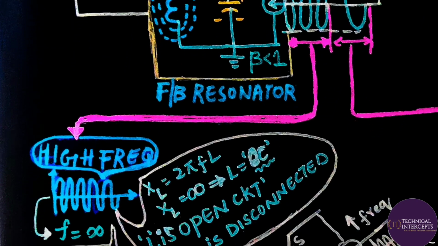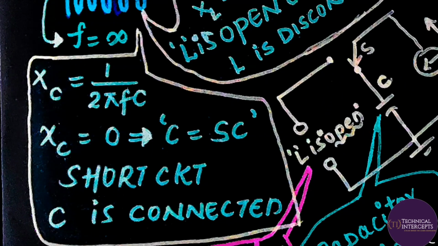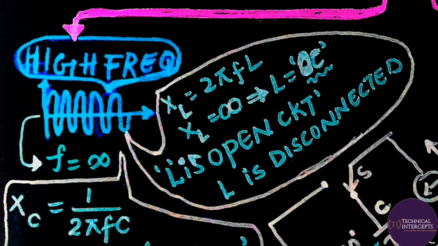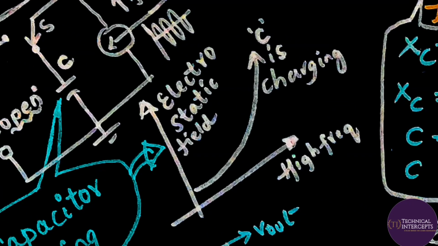At high frequency, the capacitor is short circuited and is connected directly to the incoming signal, and the reactance of the capacitor is very low, whereas the inductor is open circuited and is disconnected from the circuit, and the reactance of the inductor is very high. The capacitor stores energy in the form of an electrostatic field at high frequencies.